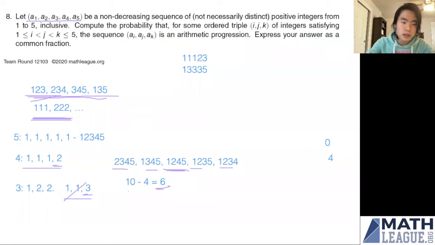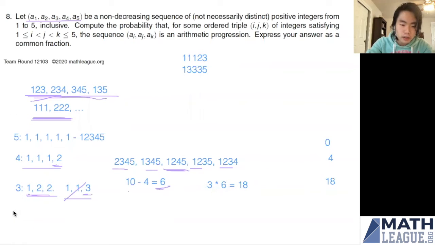And note that the possible distribution is 1, 2, 2. So there are 3 ways to choose the element that only has one copy. So here we have 3 times 6, which is 18. So over here for the 3 case, we have 18 possible non-decreasing sequences that don't have an arithmetic progression in them.